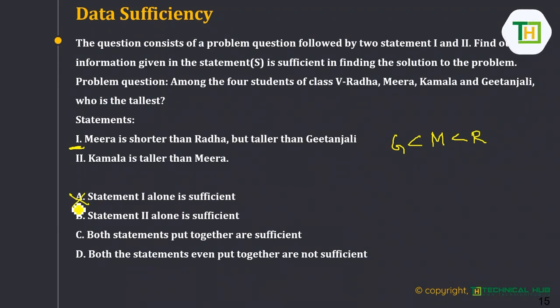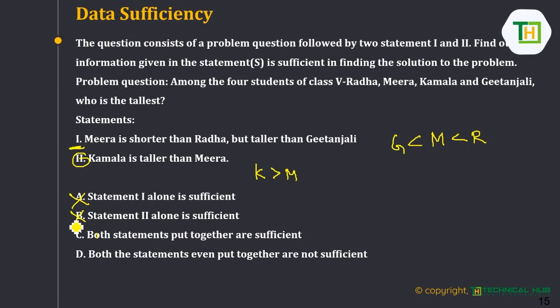Now take statement 2 alone. Forget about statement 1. Kamala is taller than Meera. That means K is taller than M. So I know the relation between Kamala and Meera only. I don't know anything about Radha and Geetanjali in this statement. So again, I cannot say who is the tallest among the 4. That means using statement 2 alone, I cannot say the answer. So option B is also wrong.